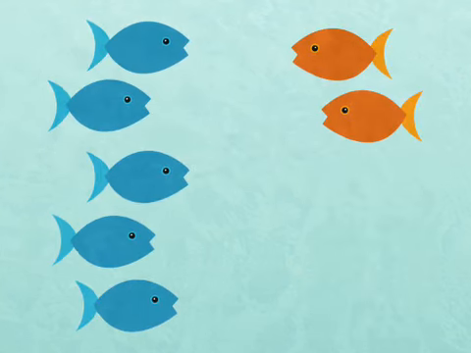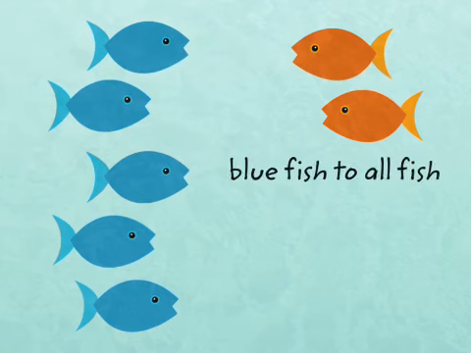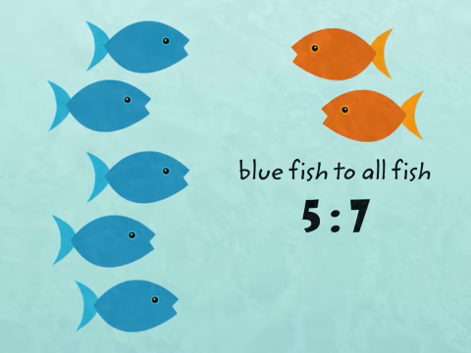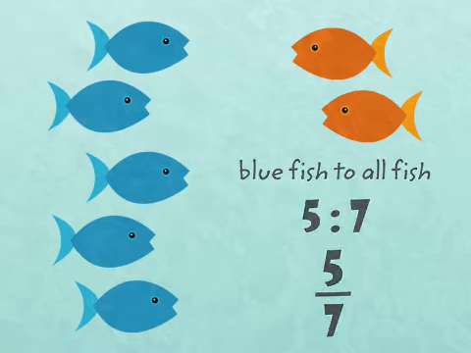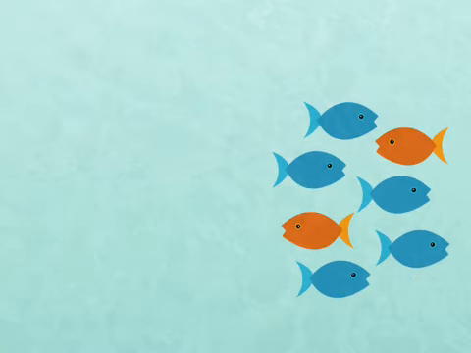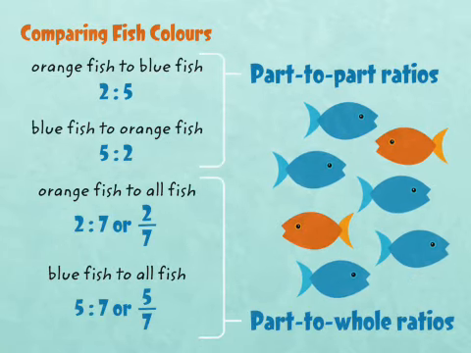Let's write another part-to-whole ratio. The ratio of blue fish to all the fish is 5 to 7. 5 of the 7 fish are blue, so we can use the fraction 5/7 to show the same ratio. Would it make sense to write a part-to-part ratio using a fraction? No, because the denominator of a fraction represents one whole. In a part-to-part ratio, neither term represents one whole. Both terms represent parts of the whole.